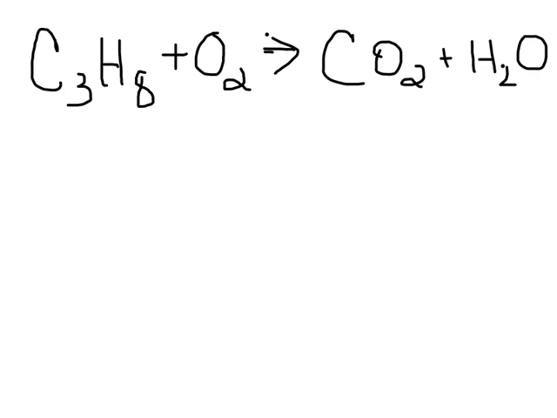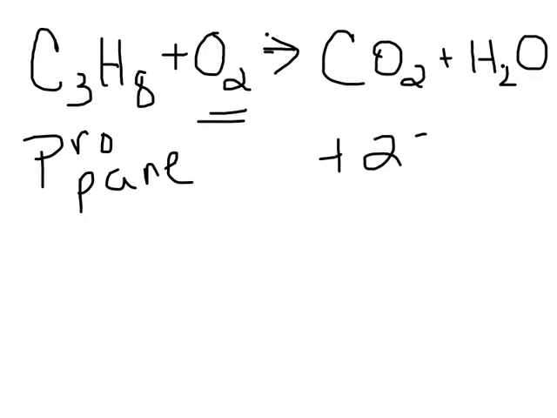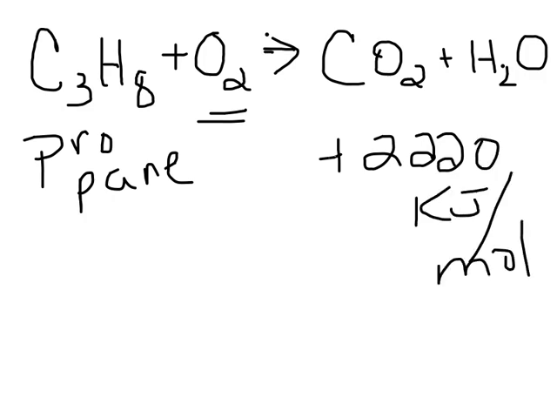So we're going to use this equation to look at all the different forms. Now, we did this equation in class. This is propane. We talked about this, burning in the presence of oxygen to create carbon dioxide and water. And it actually creates 2,220 kilojoules per mole, which we'll need for the question at the end. But let's just focus on this part for now.